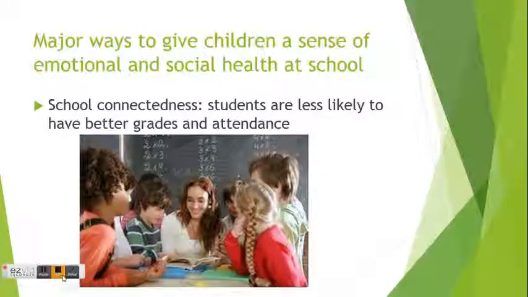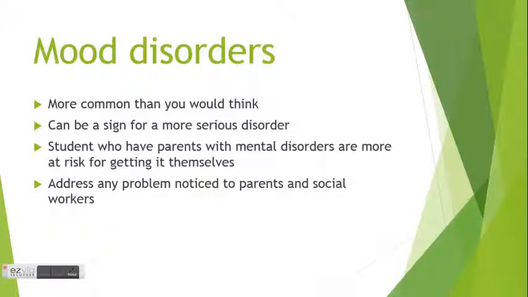Mood disorders in schools are fairly common, and sometimes they can be a sign that something else isn't right. Things such as acting out or inattentiveness can be things like ADHD or other types of mental disorders. Children who come from families with mood disorders are at a much higher risk to develop them themselves because sometimes they can be genetic. And if the teacher notices any sort of problem with the children and their mood, then they should address the parent as well as the social worker.